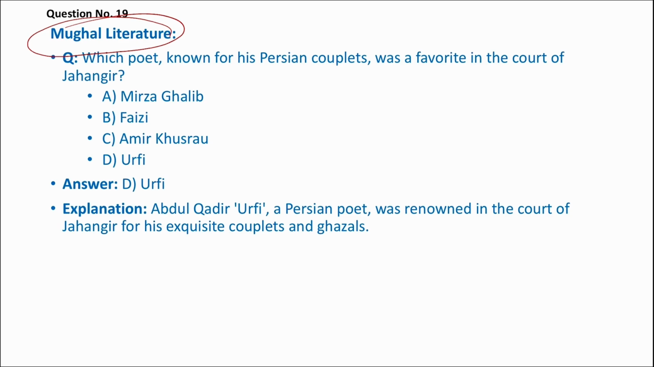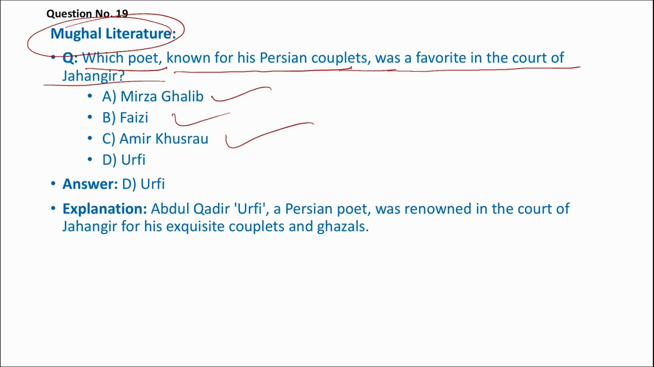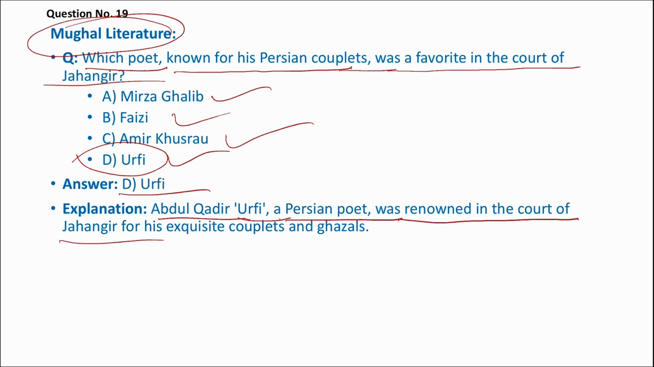The next question is on Mughal literature. Which poet, known for his Persian couplets, was a favorite in the court of Jahangir? Mirza Ghalib, Faizi, Amir Khusro, or Urfi? The right answer is Urfi, right? So Abdul Qadir Urfi, a Persian poet, was renowned in the court of Jahangir for his couplets and ghazals, right? So the right answer is D, that is Urfi.